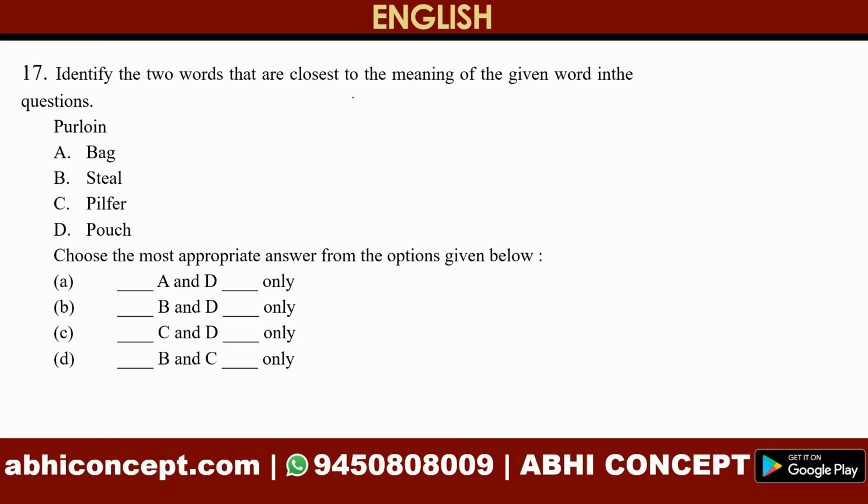Identify the two words which are closest to the meaning of the word purloin. Okay, so purloin basically means that you steal something. Purloiners are somebody who are stealing something. And pilfer also means to steal. Now steal, pilfer, purloin. Now you have three words for the same thing. Okay, so B and C is the correct answer.